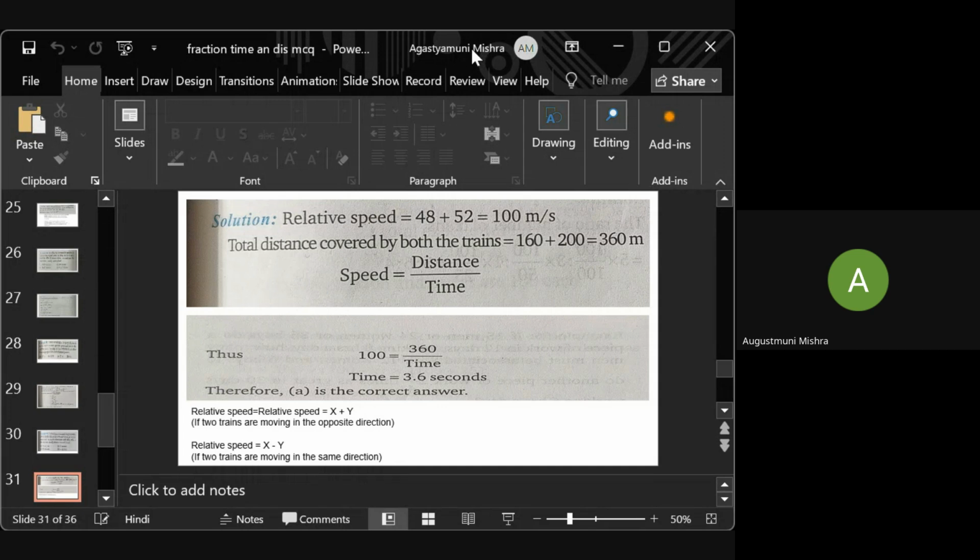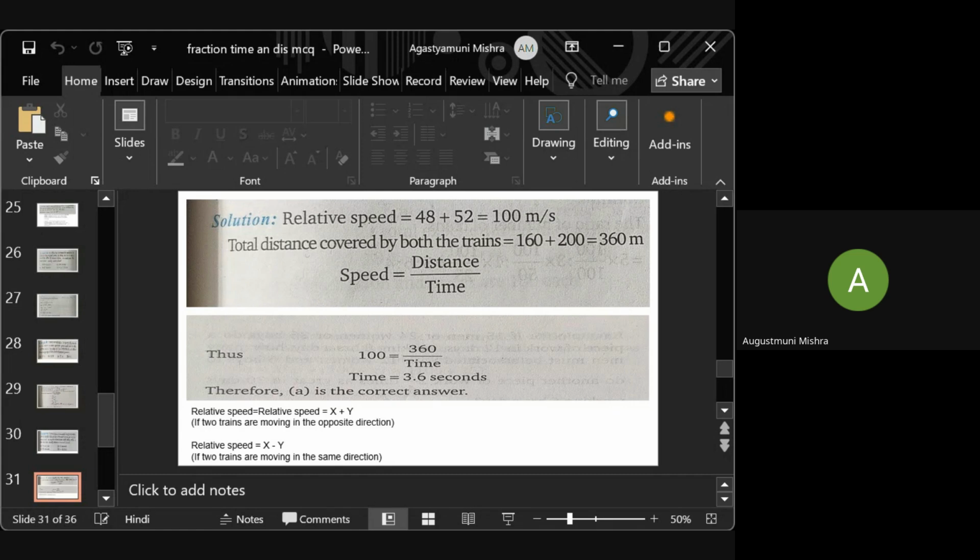Whenever you are finding the relative speed, you just use the situation which I have mentioned below. In relative speed, when 2 trains are moving in opposite directions, you add the speeds. And when 2 trains are moving in the same direction, you subtract. So in this situation, they are in opposite directions. That's why they added the particular speeds. On the basis of that, you get the total distance covered by the train.